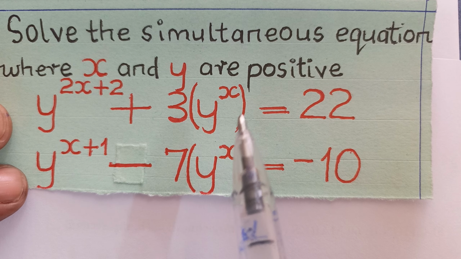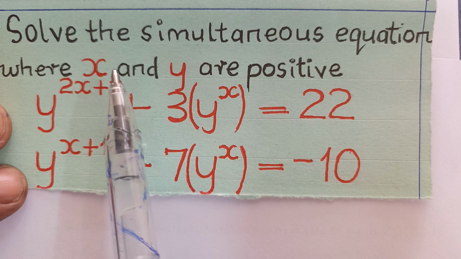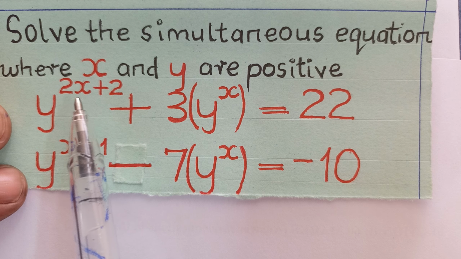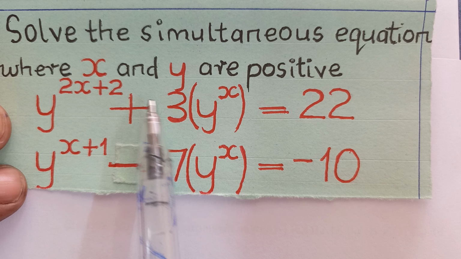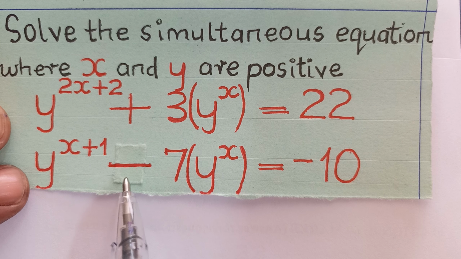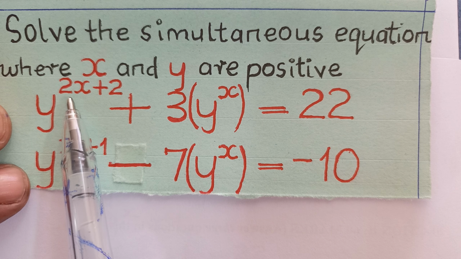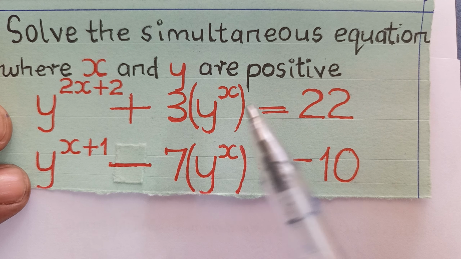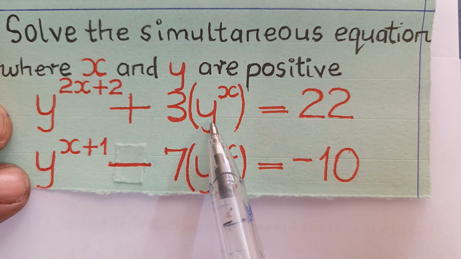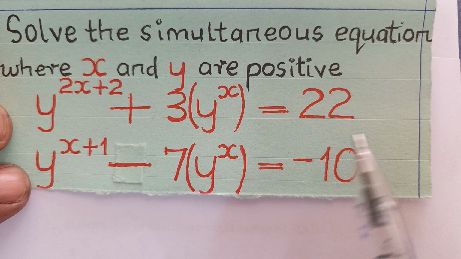Guys, we have a question here and I read the question first. Solve the simultaneous equation where x and y are positive. So the simultaneous equation is right here. That is y raised to 2x plus 2 plus 3 multiplied by y raised to x equals 22.